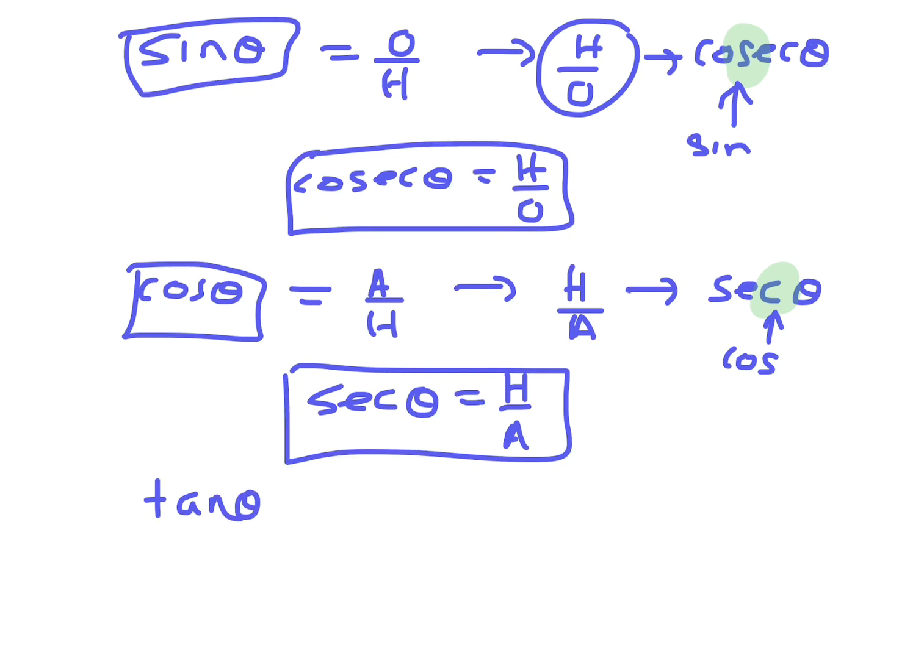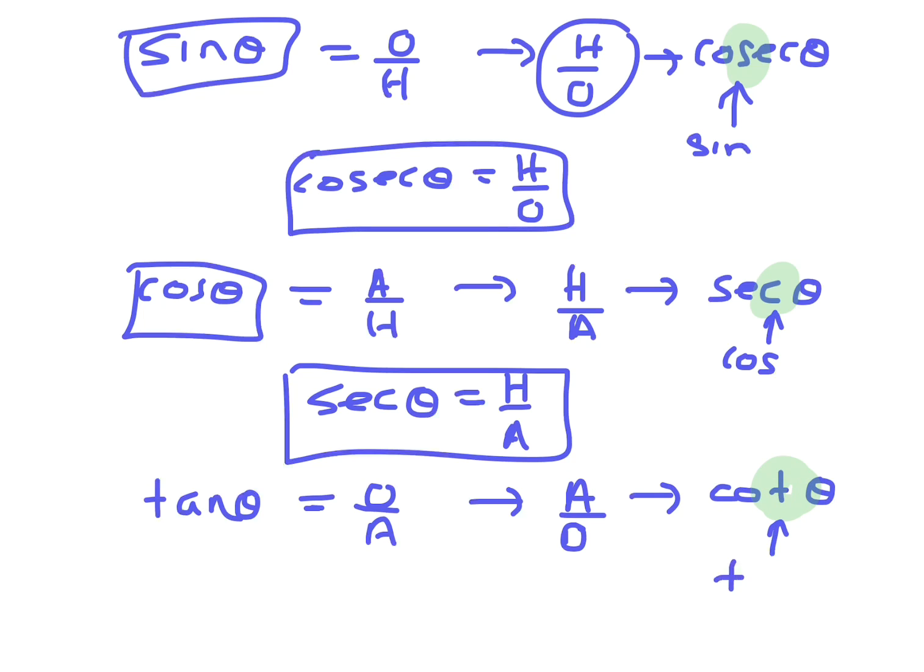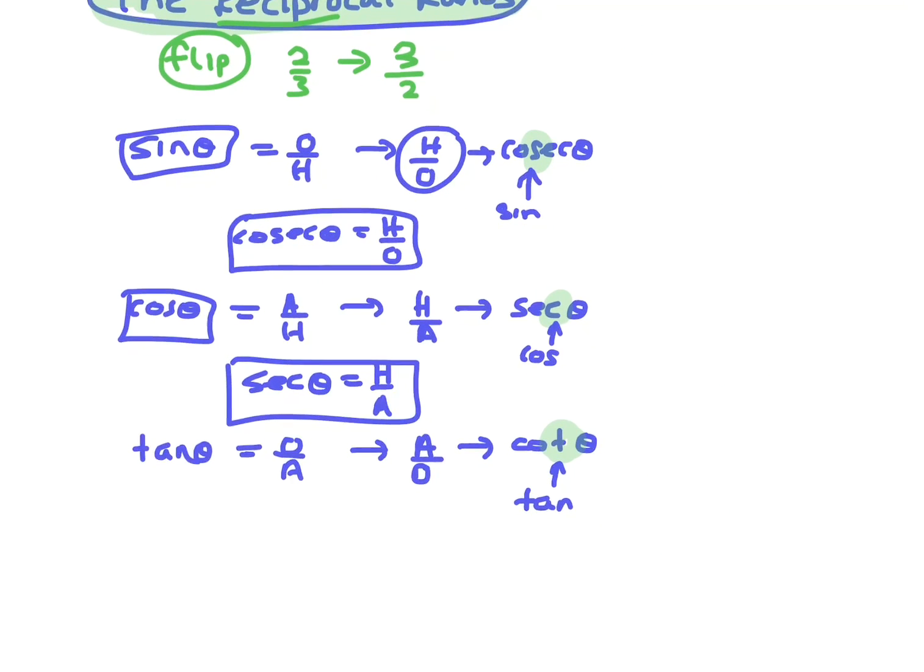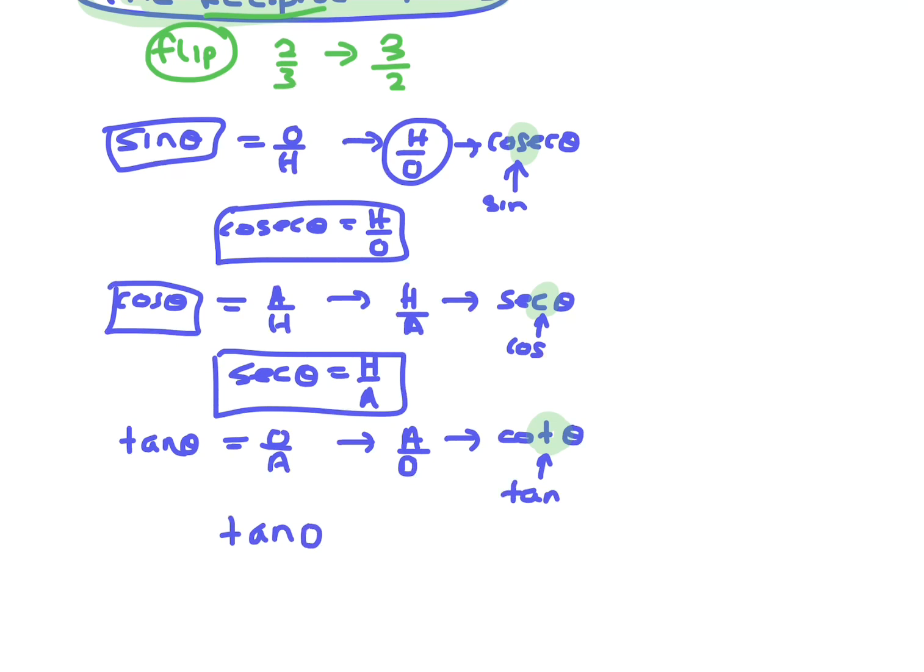And then tan theta has its very own reciprocal as well. So tan theta is opposite on adjacent, so it becomes adjacent on opposite. The actual name for the reciprocal ratio for this one is cot, and very magically, it's quite amazing, the third letter is tan, so that's an easy way to remember it as well. So instead of being opposite on adjacent, it flips over and becomes adjacent.